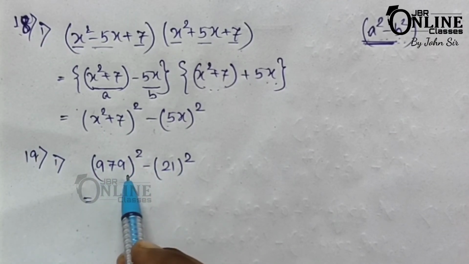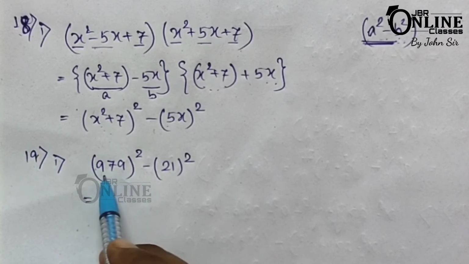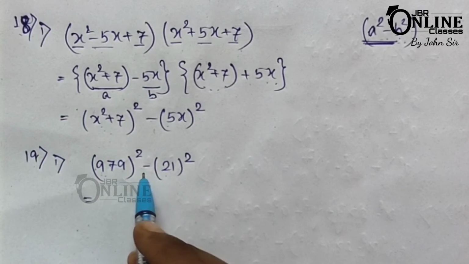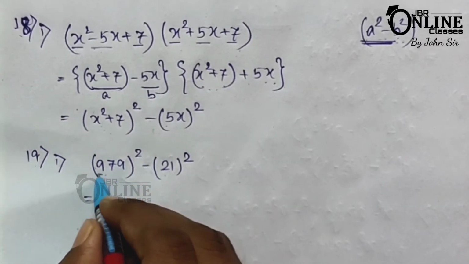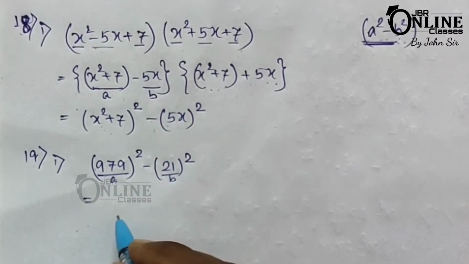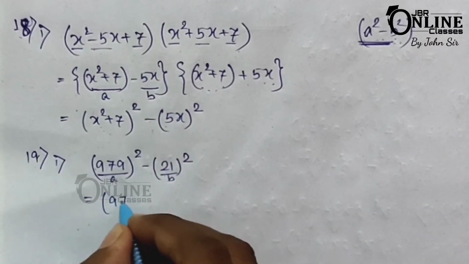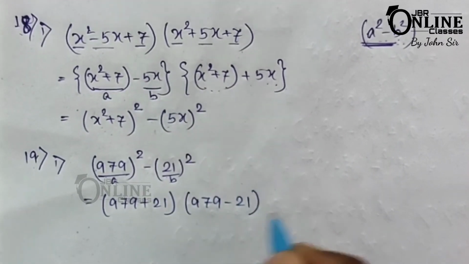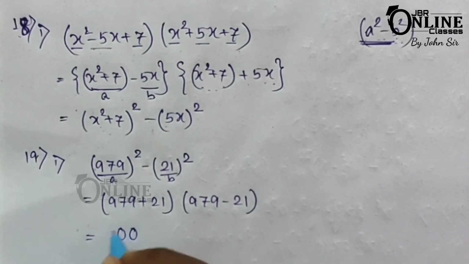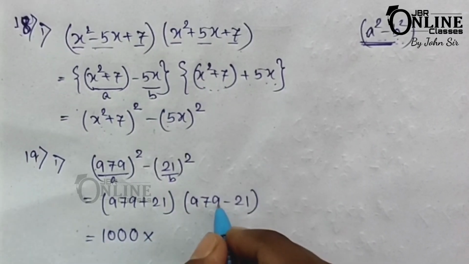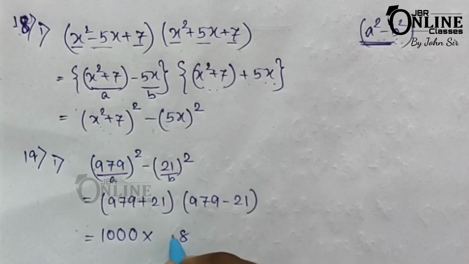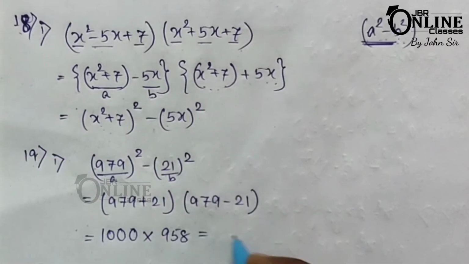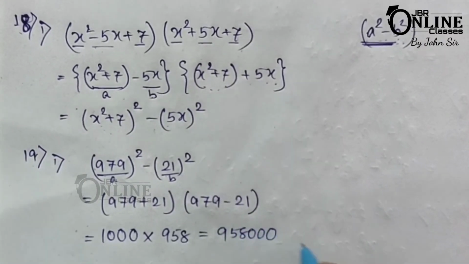Now no need to find out the whole square of 979 and the whole square of 21. You can just apply the formula of a square minus b square, with 979 as a and 21 as b. So the formula is a plus b, that means 979 plus 21, and the second one 979 minus 21. Now if you add, it will be 1000. So 1000 into 958: 9 minus 1 is 8, 7 minus 2 is 5. Okay, so the final answer is 958000. That is the answer.